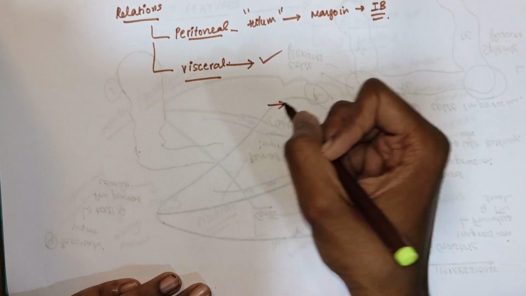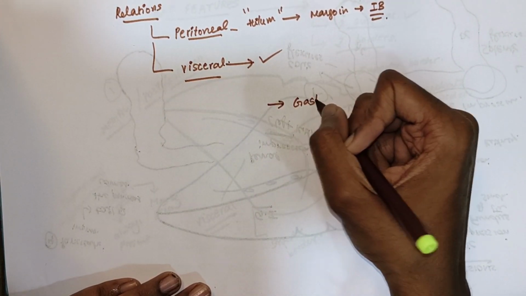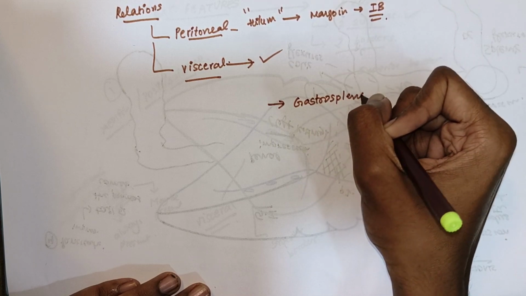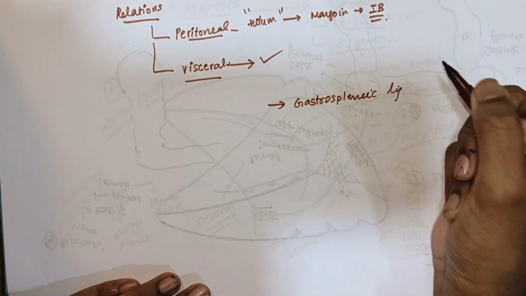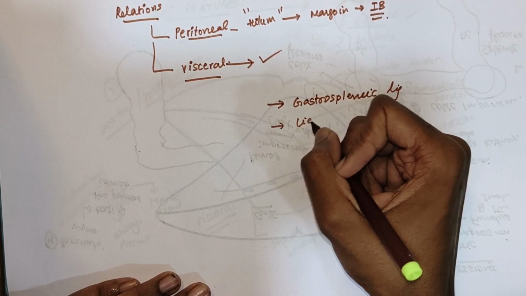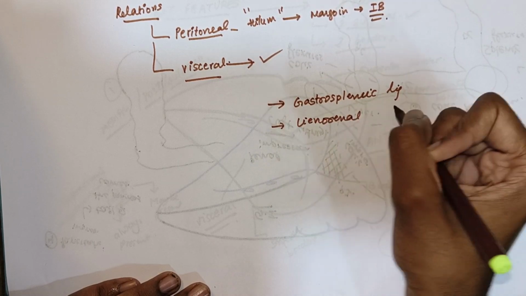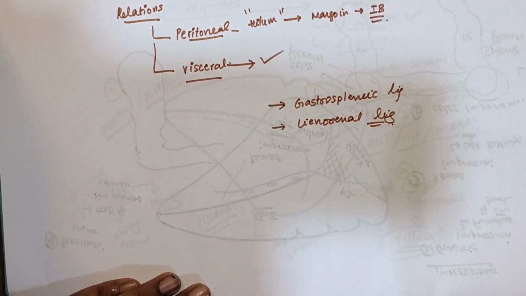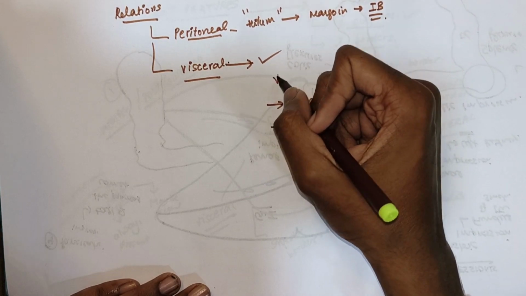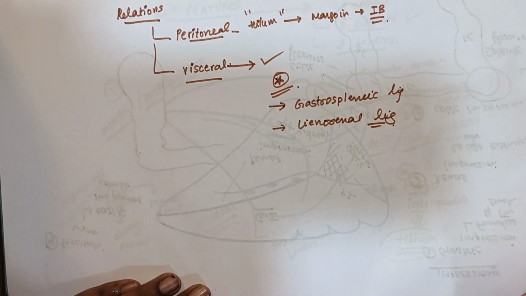Let me write it down for you. One is known as the gastrosplenic ligament and the other one is known as the lienorenal ligament. Remember that these two ligaments are extremely important.